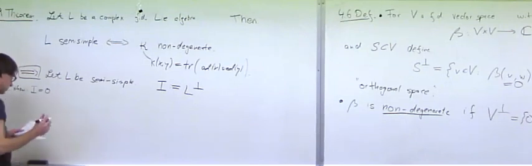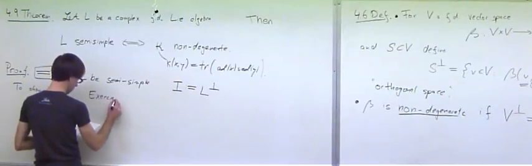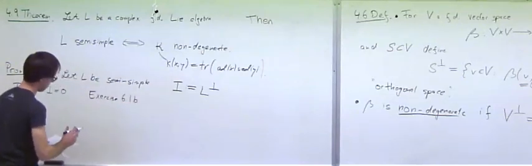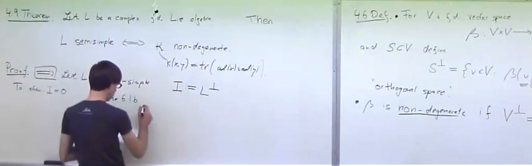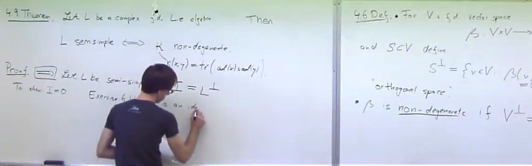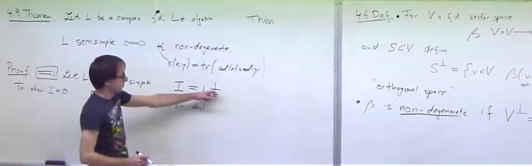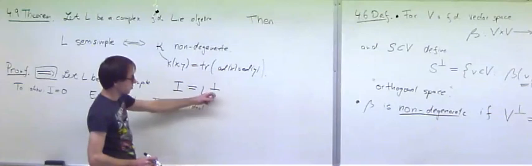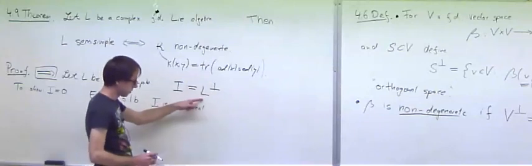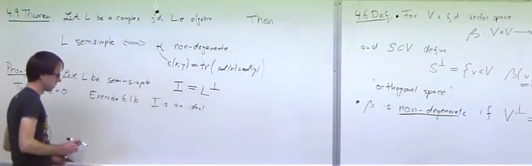So how do we do this? In exercise 6.1b, you have shown, or will maybe still show, that I is an ideal. So in fact, whenever I take an ideal and take the space of elements of the Lie algebra orthogonal to this ideal, I get another ideal. And here, of course, the entire Lie algebra is an ideal, so we can apply this statement of this exercise and obtain that I is an ideal.